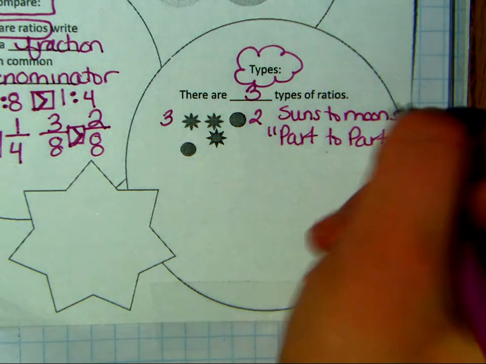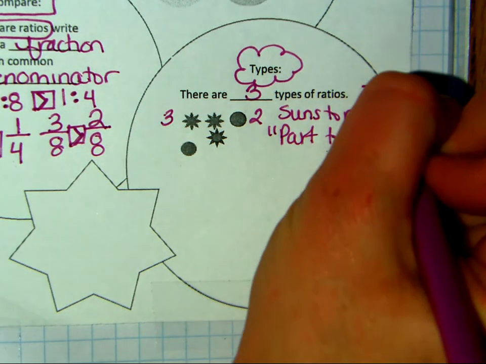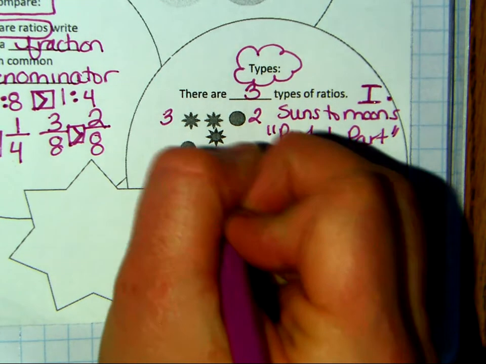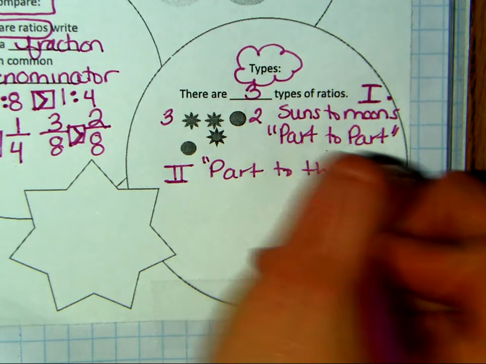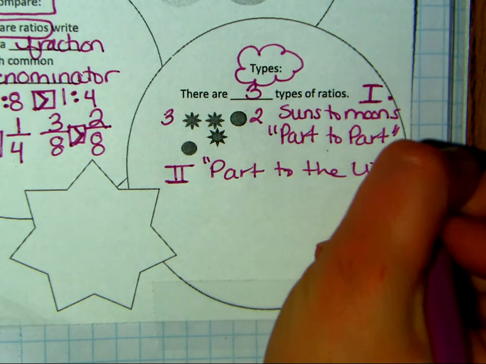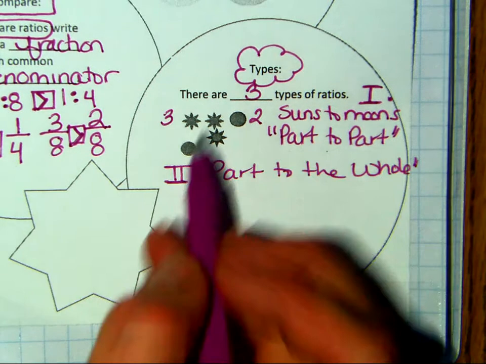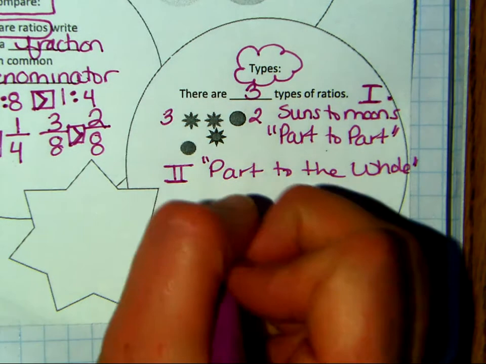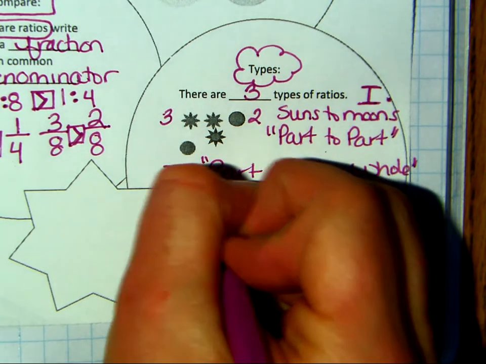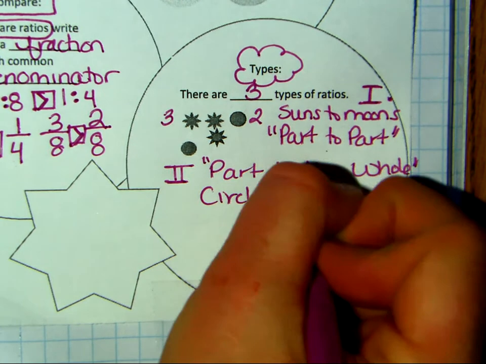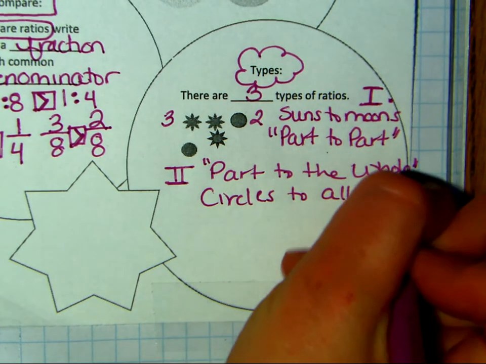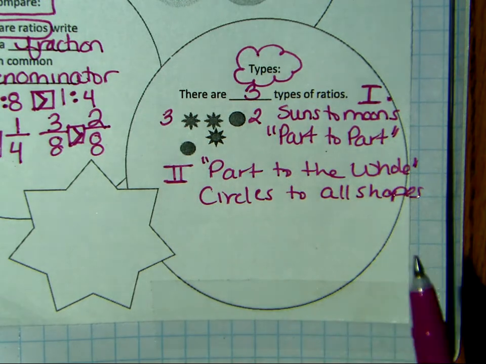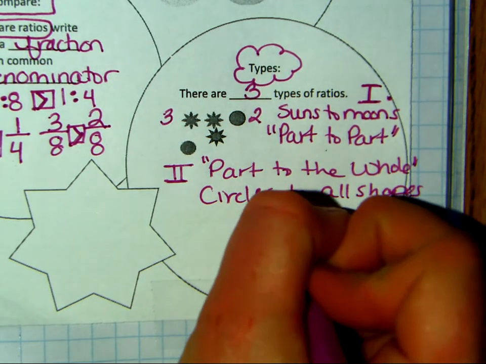So that's the first one. The second one is a part to the whole, or part to whole. So it would be like if we were to call these circles to stars. So we would say we have circles to all shapes. So I have 2 circles to 5 shapes total. So it would be 2 to 5.